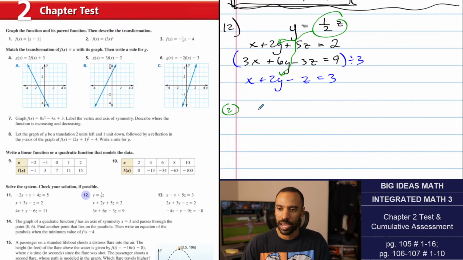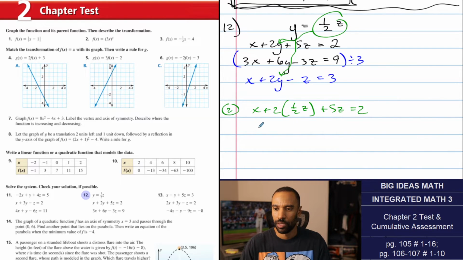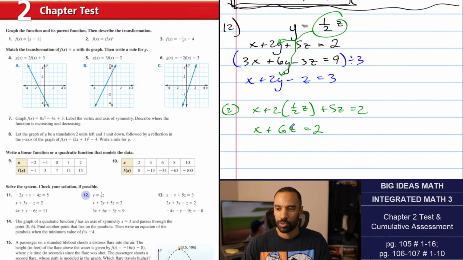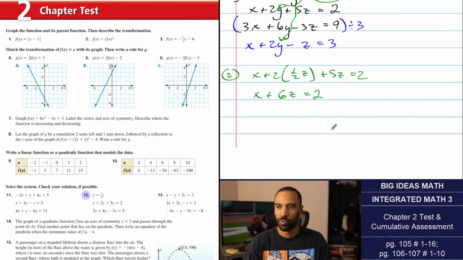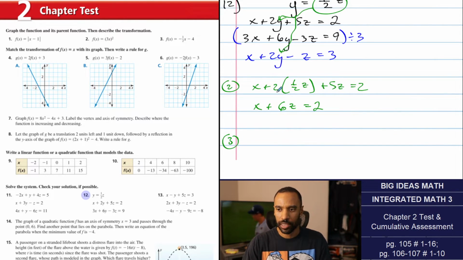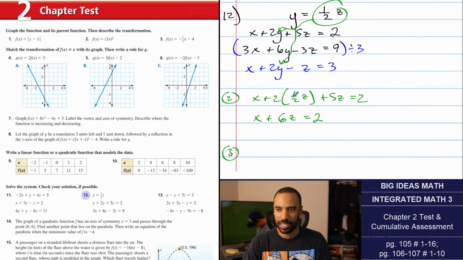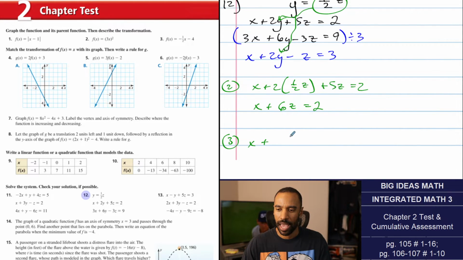So equation 2 is now going to say x plus 2 times 1/2 z plus 5z equals 2. 2 times 1/2 is 1, so 1z plus 5z is 6z. So there's equation number 2, rewritten with that substitution. Equation 3, we just saw that 2 times 1/2 z is z, so I'm just going to write that straight up. X plus z minus z equals 3. The z's cancel out, that's actually good, and we get x equals 3.